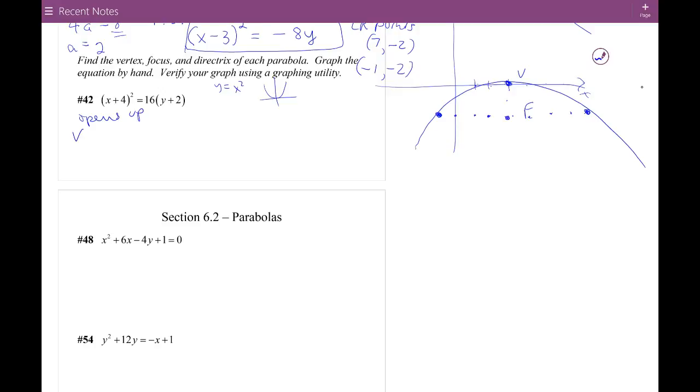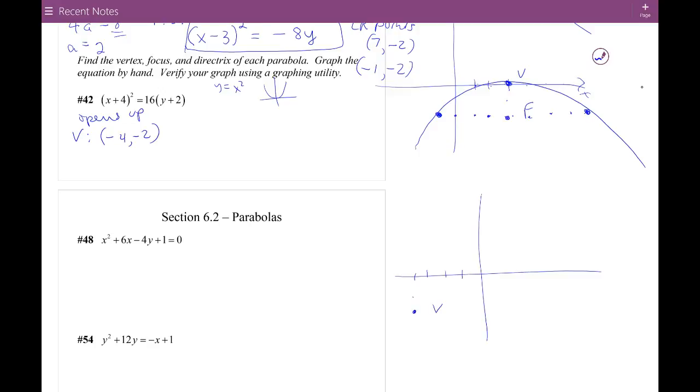So then I can see that the vertex is (-4, -2), because x has been replaced with x minus -4, and y has been replaced with y minus -2. So I can tell where the vertex is. I'm going to draw a picture and say the vertex is at (-4, -2).